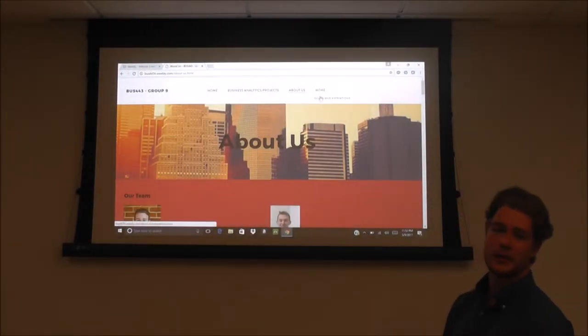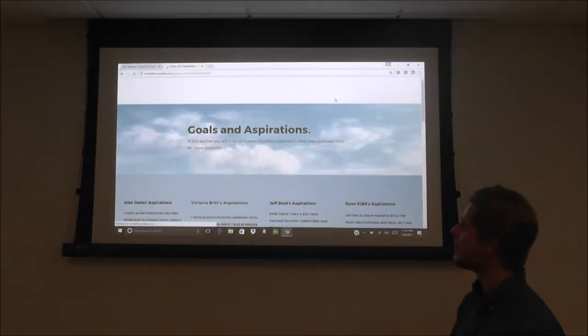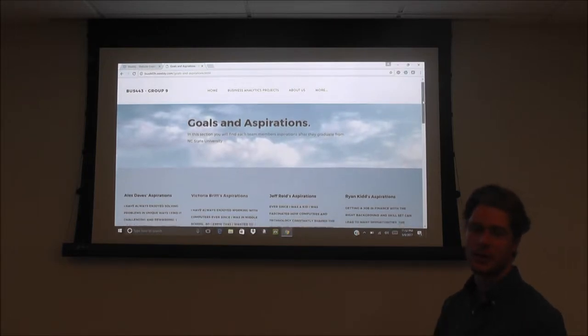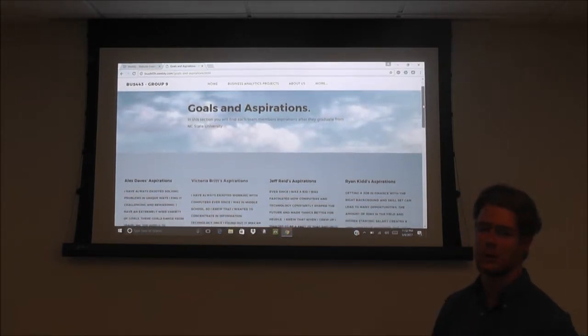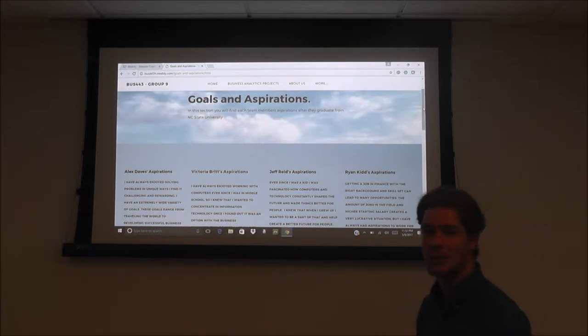And our final page we've brought to you is our goals and aspirations. We really felt like this is an important page to bring for many reasons. First off, post-graduation, a lot of people don't know what they want to do, and we want to share with you what we want to do and how we want to take our data analytics degree and use it going forward. So feel free to check that out and the rest of our projects, and I hope you enjoy the website.